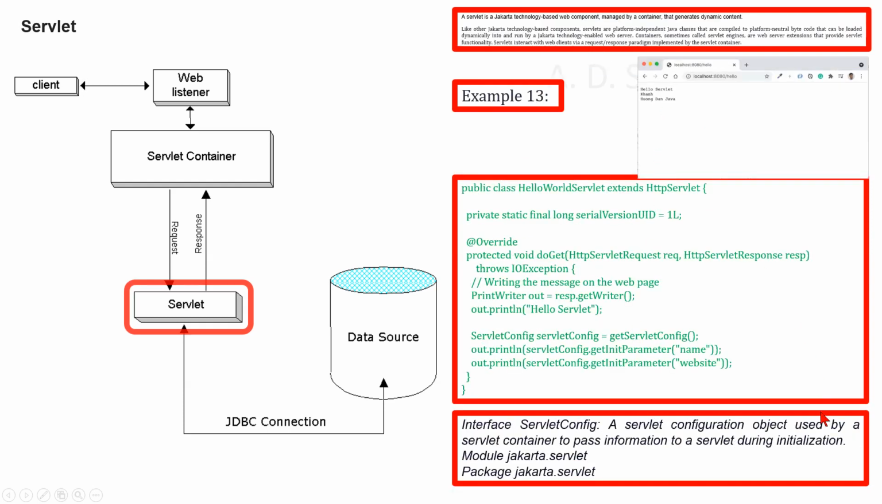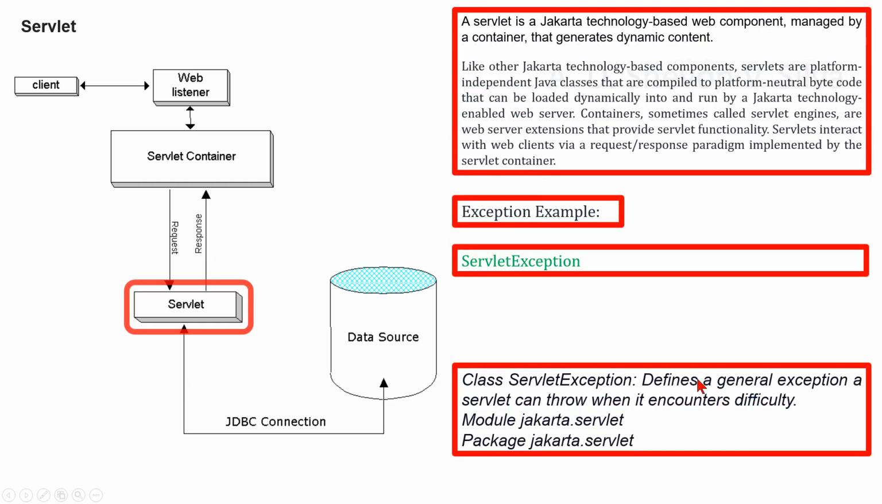As an exception example, we can consider the class ServletException. It defines a general exception a servlet can throw when it encounters difficulty. This is in module jakarta.servlet, package jakarta.servlet.